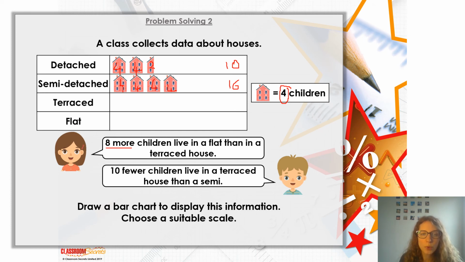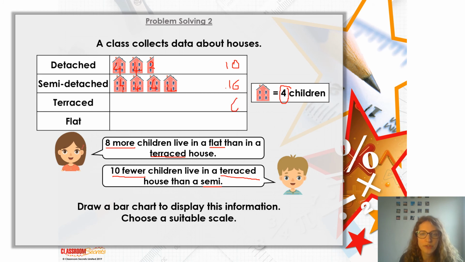8 more children live in a flat than a terraced house. Okay, so at the moment, can we fill that in? No, we haven't got the information to do that yet. So let's go to the next clue. 10 fewer children live in a terraced house than a semi-detached house. So let's have a look at the semi-detached house. And we know there are 16 children living in semi-detached houses. So what is 10 fewer than that?